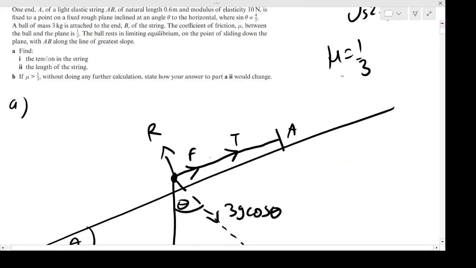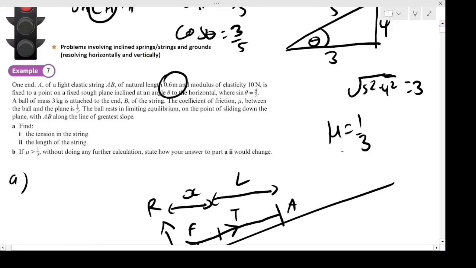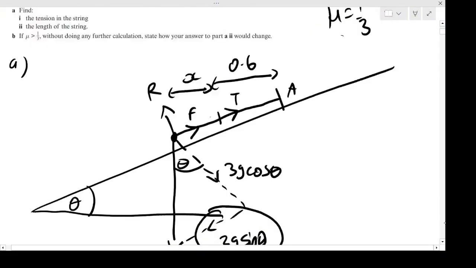Then I need to find the length of the string. So again, the whole length here. The string is being stretched down, which means it's going to have some natural length and an extension. So let's say this is my natural length, L, and then my extension, X. Now I know my natural length, I'm told, is 0.6, and the extension, X, I don't know, but I can work it out. How can I work it out?